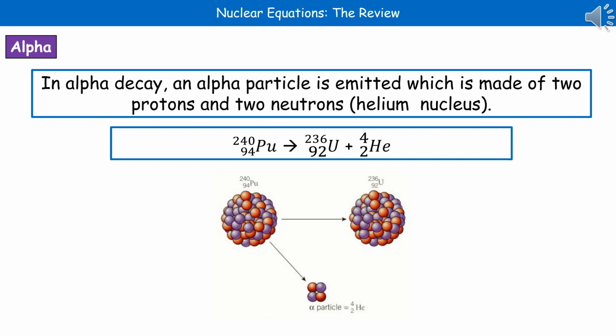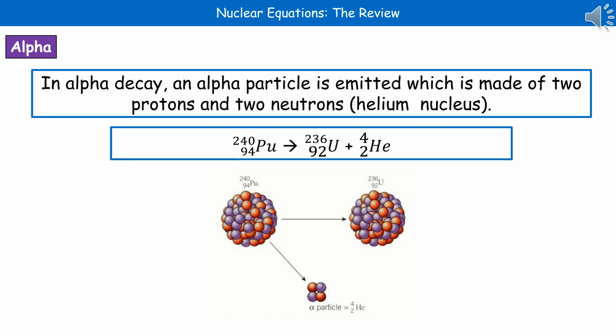Welcome to our review on nuclear equations. As we've already looked at in a previous video, we've got these different types of radiation given off when unstable nuclei decay. What we're going to do in this video is have a look and see what happens in each of those processes in terms of the equations to show what happens to the materials involved.